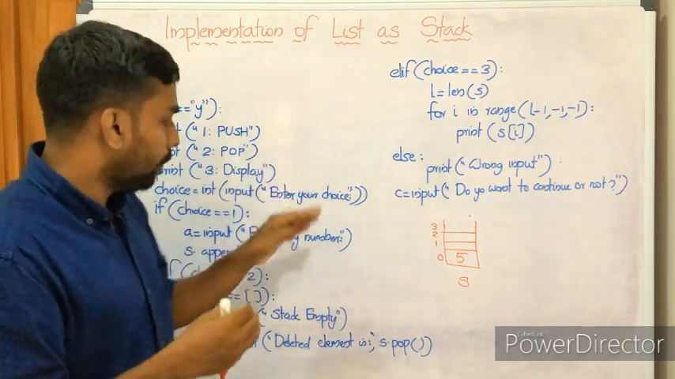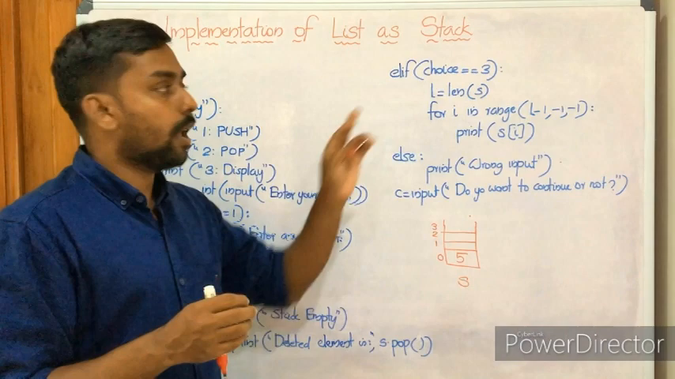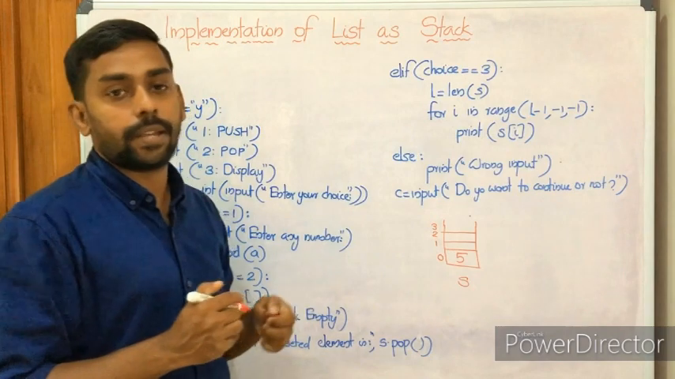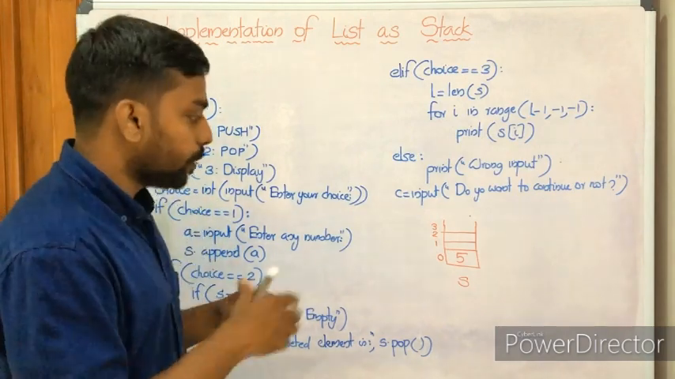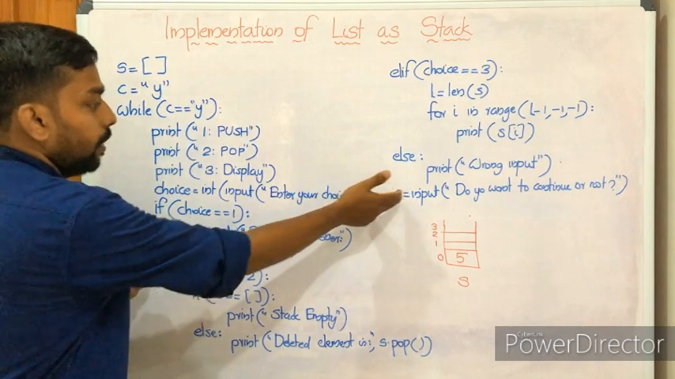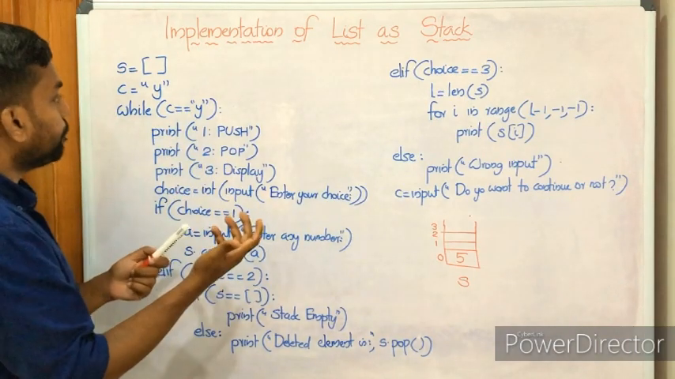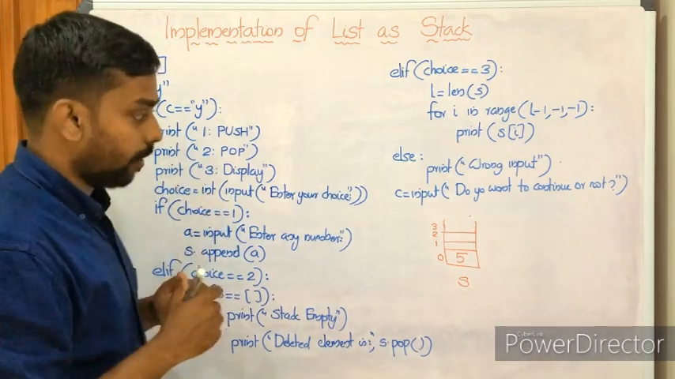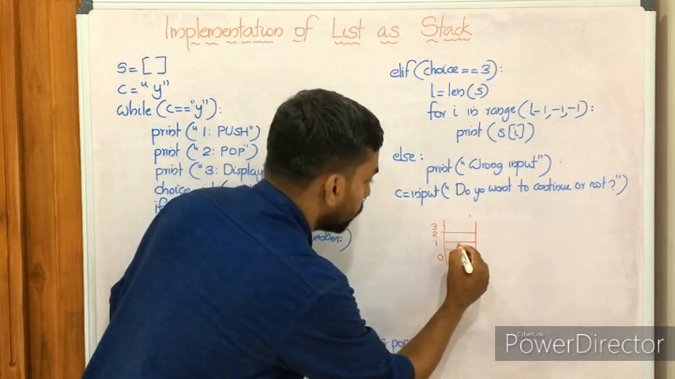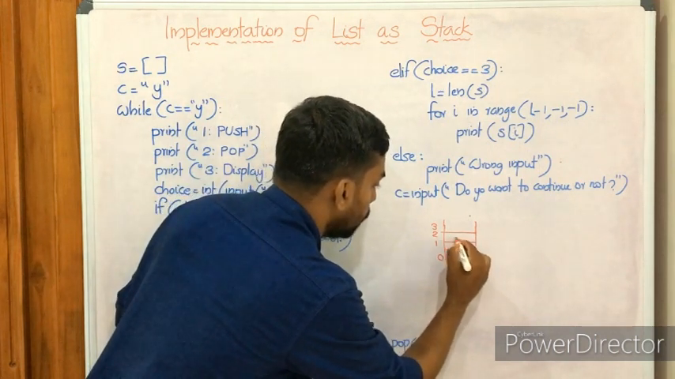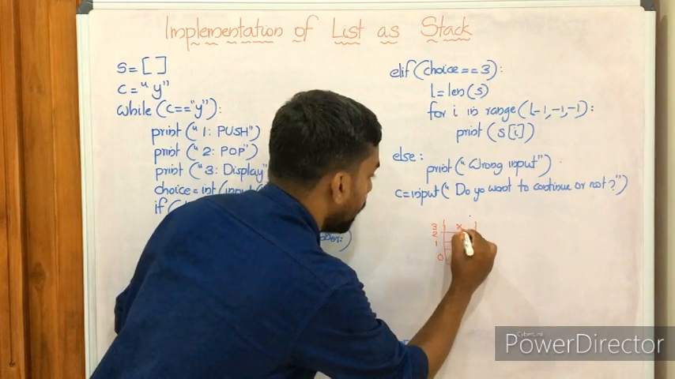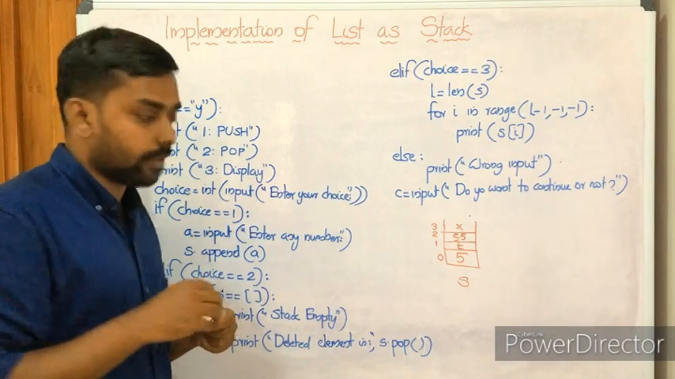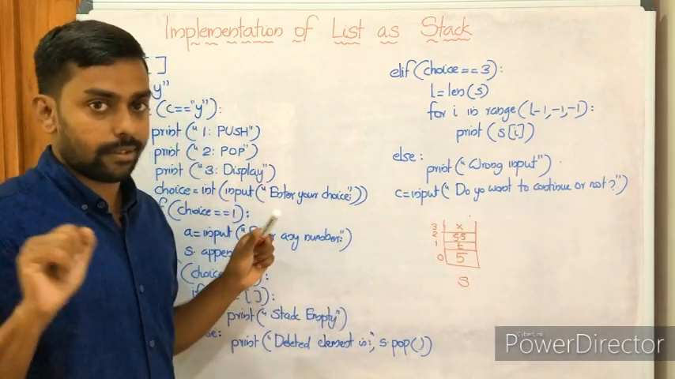Then, if the choice is not 1 or 2, it moves to 3. Elif choice equal to 3, we know 3 is for displaying. L equal to len of s. Suppose c is y and choice is 1 for 2-3 times, and we have values 5, t, 5.5, x. So in our stack we have 4 elements: 5, t, 5.5 and x.